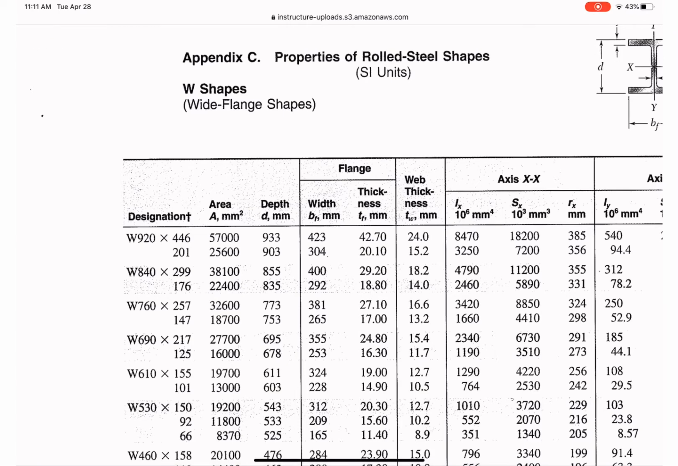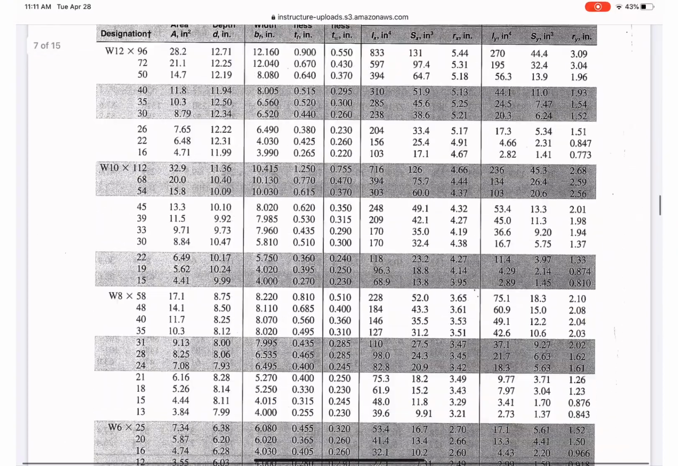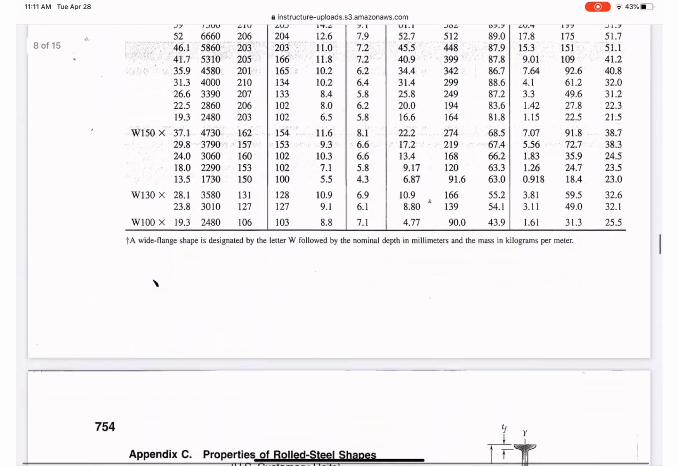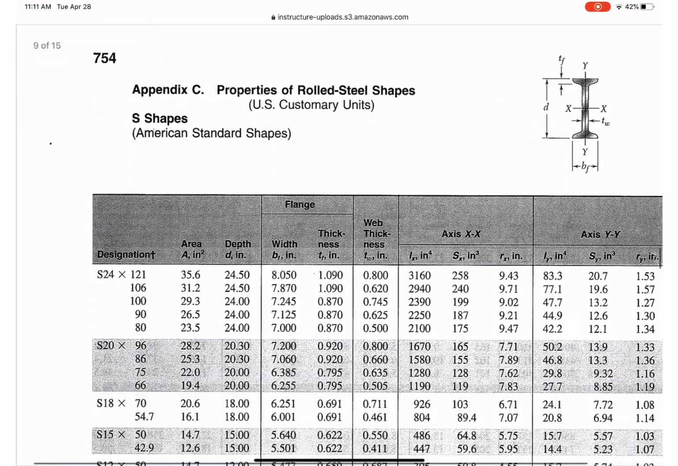W920, which is the depth in 920 millimeters, 446 kilogram per meter. And then if you continue, wide flange shape, same appendix B, and now you have American Standard shapes, S. So S stands for American Standard shapes. And for example, here S24, 121, what does that mean?